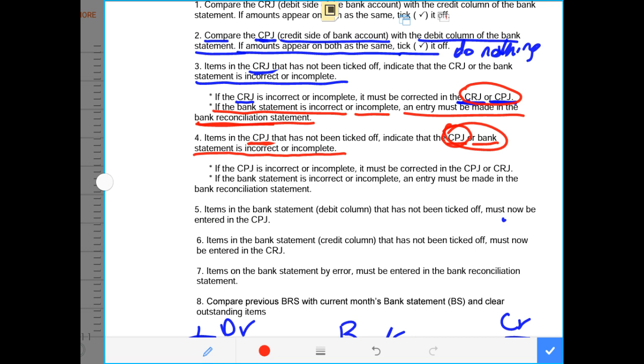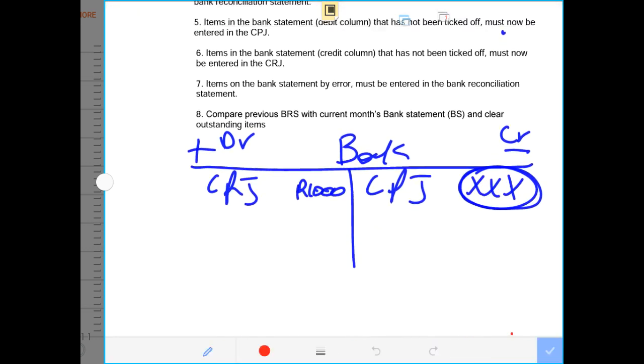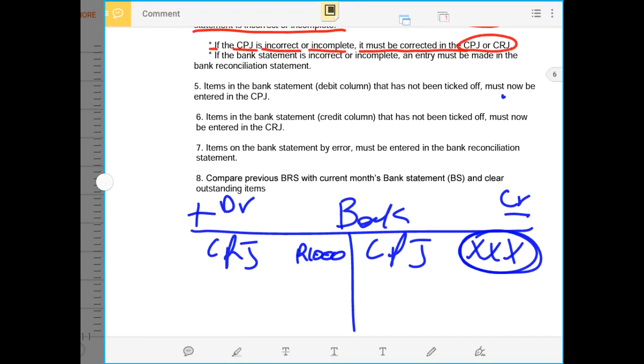Then, if that is the case, they say if the CPJ is incorrect or incomplete, it must be corrected in the CPJ, the cash receipt journal. As I said to you, the same principle will apply if the credit side is underestimated: we correct it on the credit side. But if the credit side is overestimated, we correct or adjust it on the debit side. Similarly, with the case of 1,000 rand instead of 100 rand, and the case of 1,000 rand instead of 10,000 rand, the same principle will have to be applied.